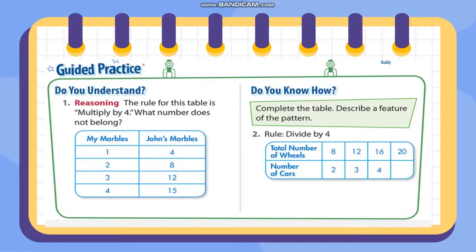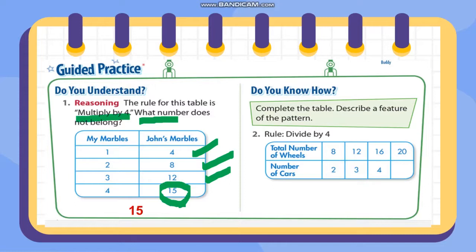Next, the rule for this table is multiply by 4. What number does not belong? If we apply the rule, which is multiply by 4, 1 multiplied by 4 is equivalent to 4. 2 multiplied by 4 is equivalent to 8. 3 multiplied by 4 is equivalent to 12. 4 multiplied by 4 is equivalent to 16. Since this is 15 and it is asking what number does not belong, 15 is the correct answer. So 15 is the number that does not belong from John's marbles table.